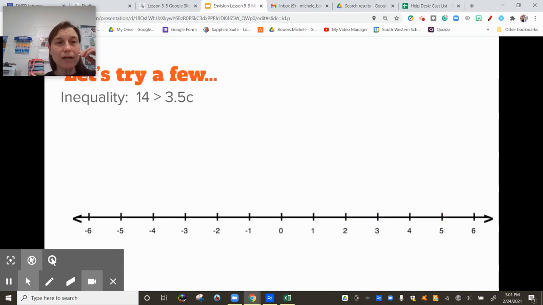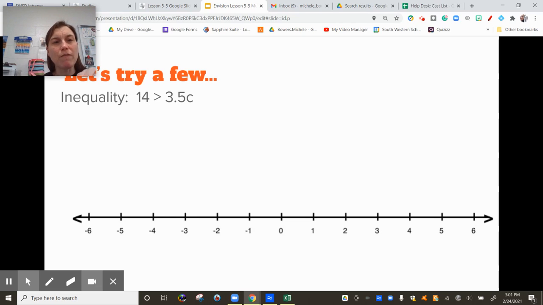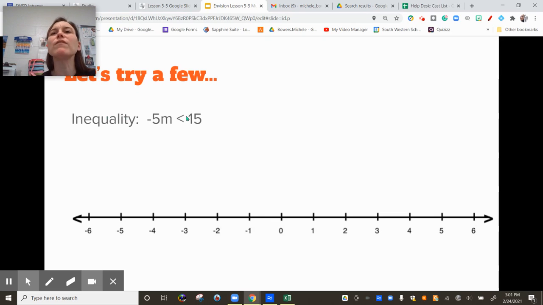So here's one where the number is on the other side of the inequality symbol. And this can be tricky. This says 14 is greater than 3.5 times c. So I always read from left to right. If I was going to read from right to left, notice how the symbol that's pointing towards the variable is the pointy end, which is the smaller end. So if I was going to read it backwards, it would look like the opposite. I'm not going to read it though because I don't want to confuse you.